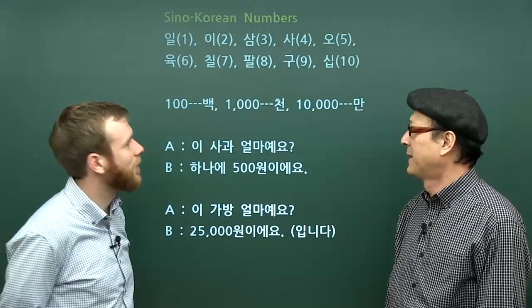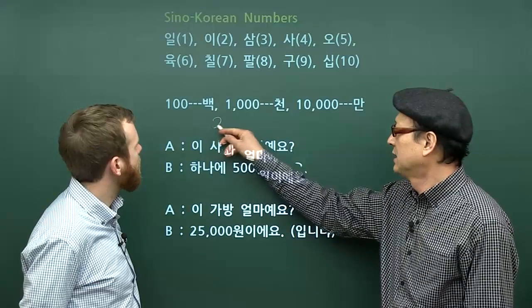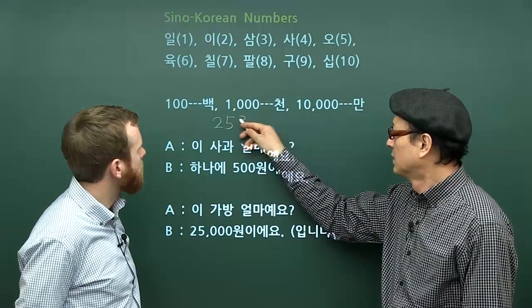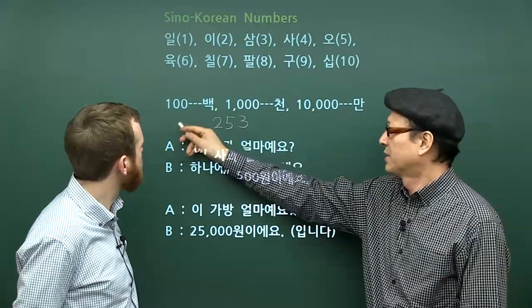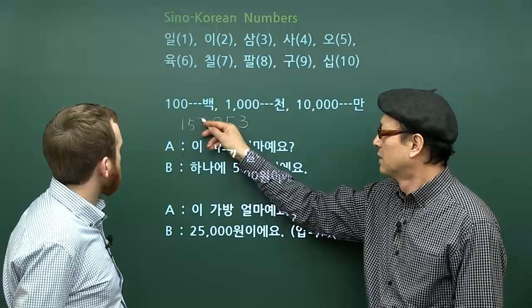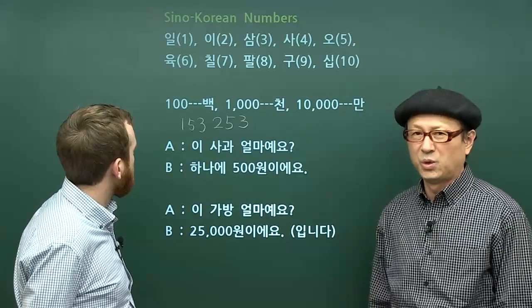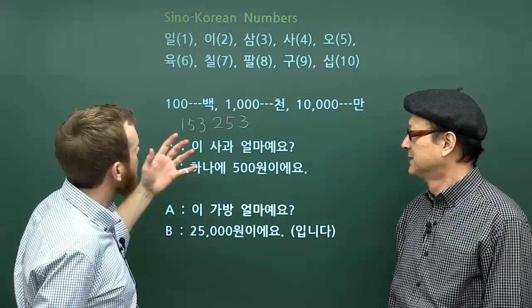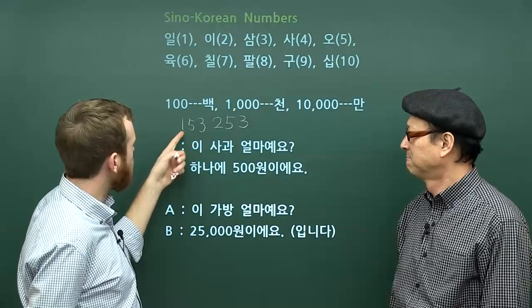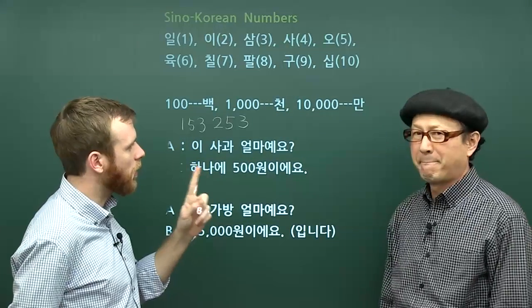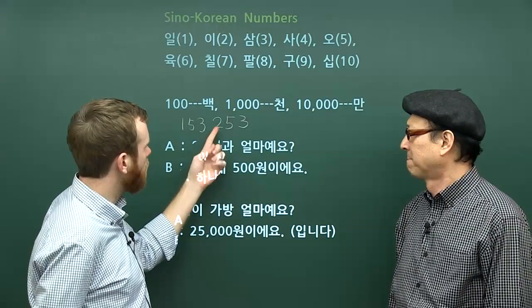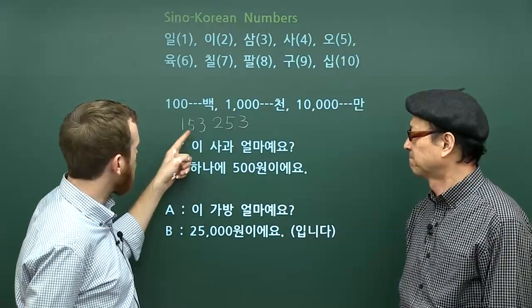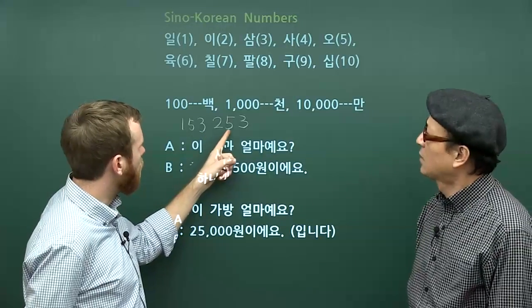253. So this is 253, and if it's like this, it's just 153. Okay, so same idea as with ten. If it's 100, we don't say one hundred. We just say hundred. But if it's 200, 이백. So 153, 200, 253.